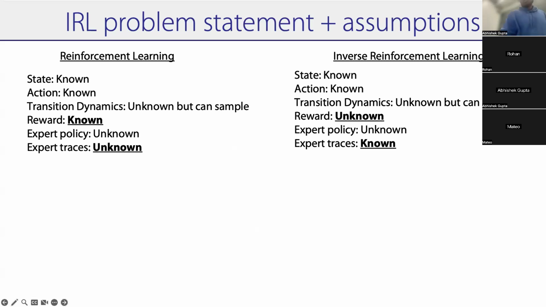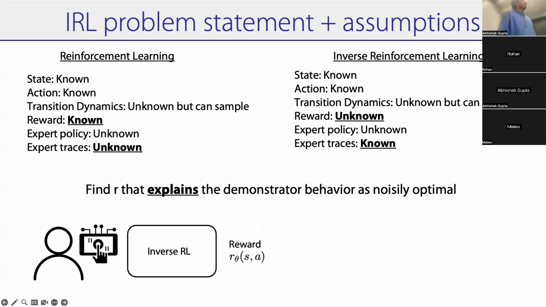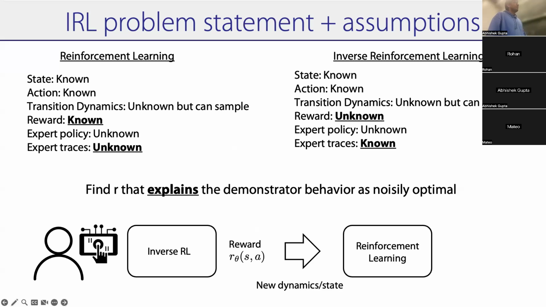Okay? And so the difference in problem setting here is that you have known versus unknown reward, and you have expert traces provided. That's the main difference, right? The point here is that we want to find R that explains the demonstration behavior. Then given new dynamics, a new state, anything like that, you do reinforcement learning to get a policy that you can deploy in new settings.